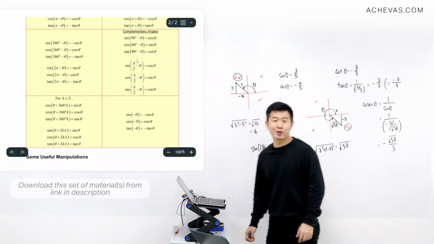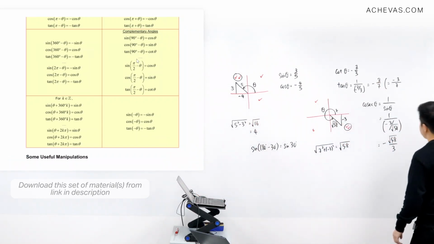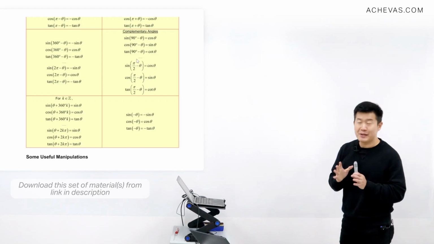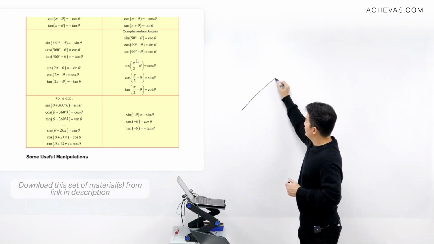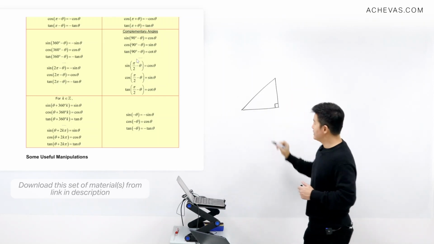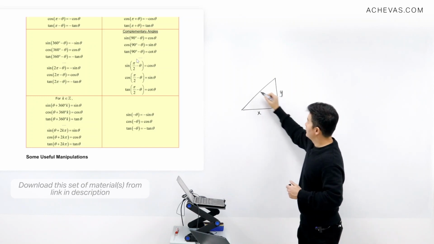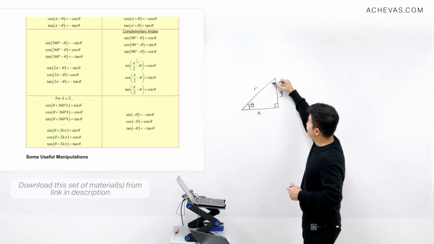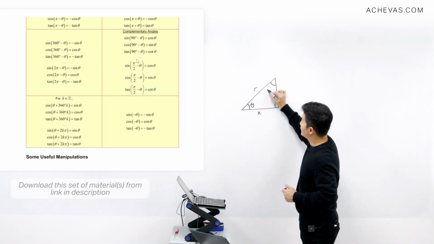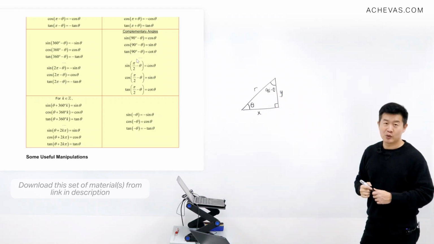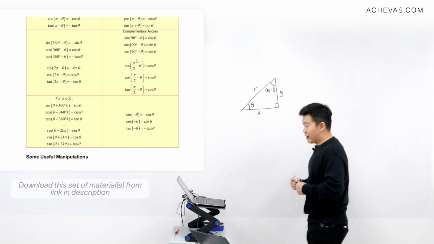Let's take a look at first the complementary angles. So for complementary angles, we will look at it as angles in a right-angled triangle. So let's say here I have a 90 degrees. This is x, this is y, this is r. And I'm going to call this angle here theta, which makes this particular angle here 90 degrees minus theta. Okay, so that the total angle is equal to 180 degrees.